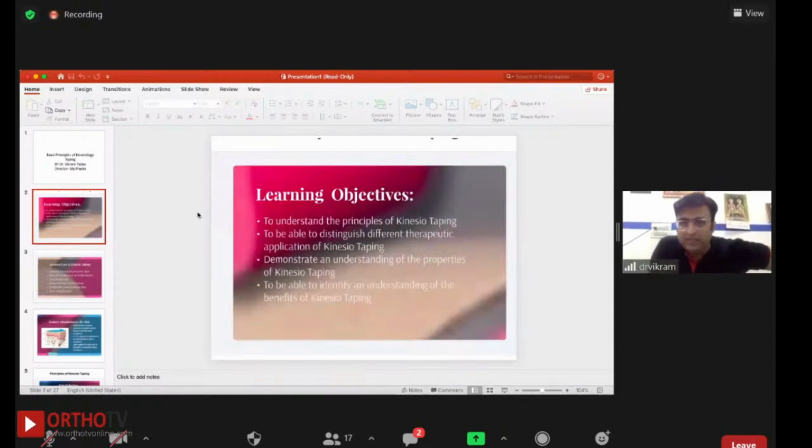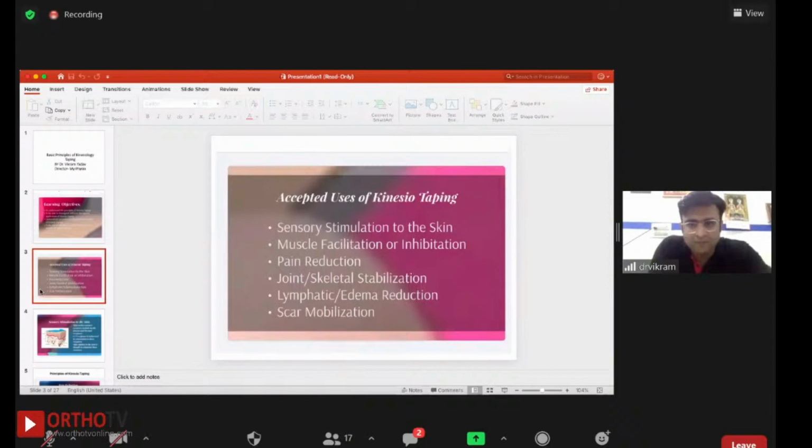Our learning objective in this small presentation is to understand the principles of kinesiotaping, the difference between the therapeutic applications of kinesiotaping and how they affect us, the properties of kinesiotaping, and the benefits of kinesiotaping.